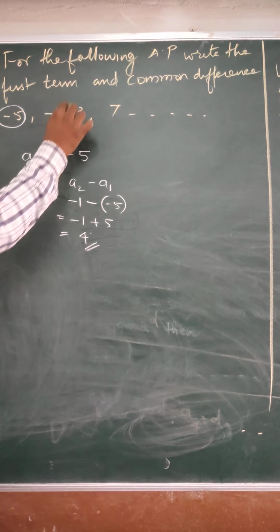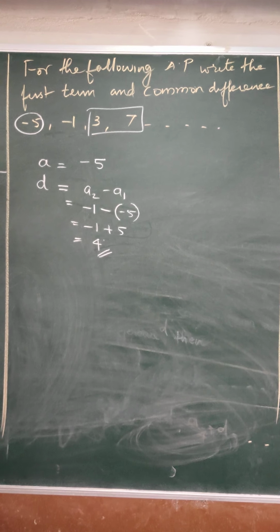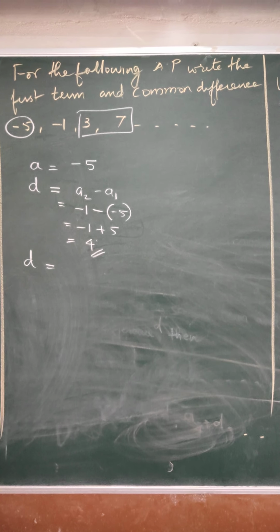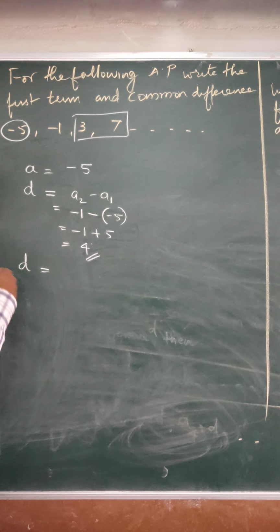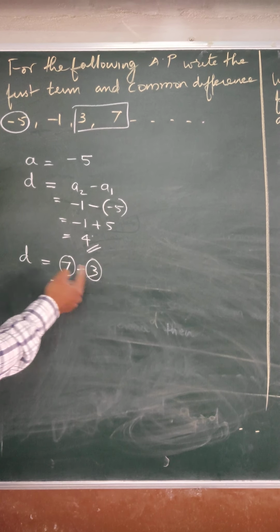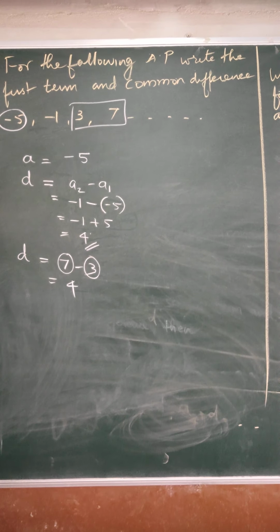If you want, you can take the simplest one. The simplest one is 3 and 7. If you want, you can take the common difference from there also. Simply the next term minus the previous term. So 7 minus 3 is equal to 4. This is the fourth term. This is the third term. So fourth term minus third term is equal to 4.